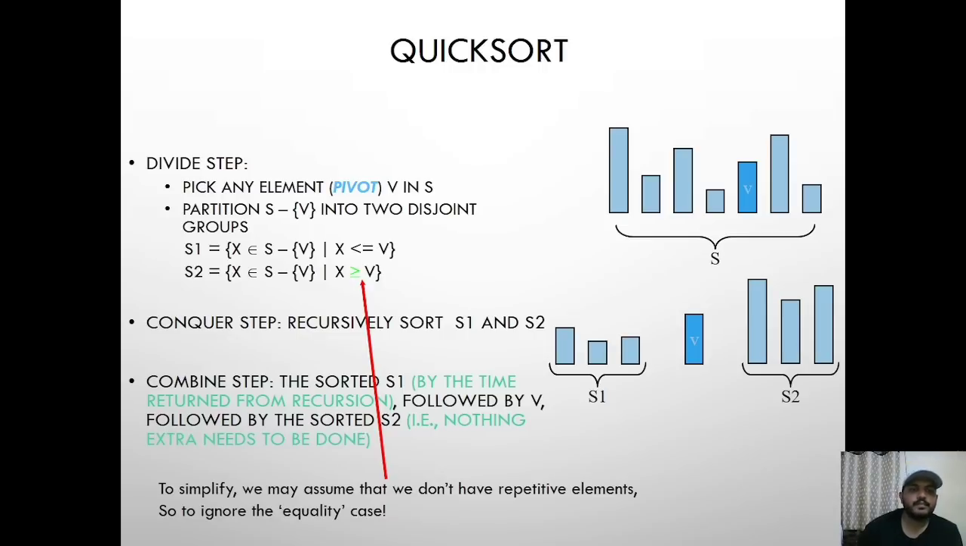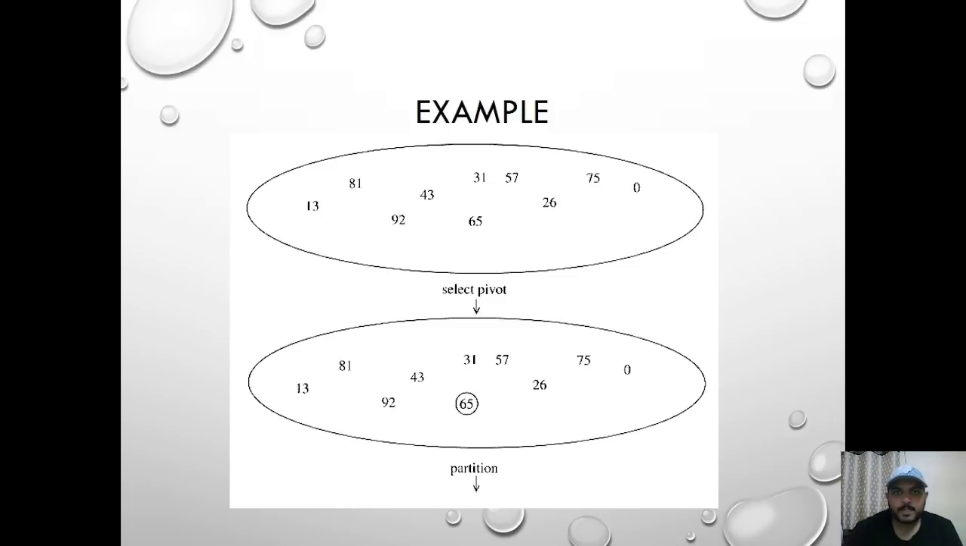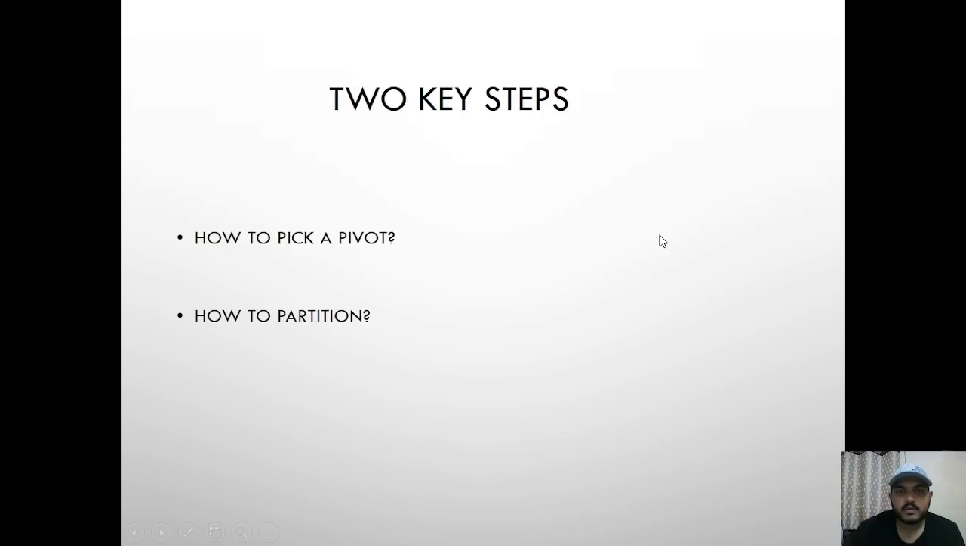To simplify, we may assume that we don't have repetitive elements, so we ignore the equality case. Here are some basic examples of Quicksort. What are the two key steps? How to pick a pivot and how to partition.